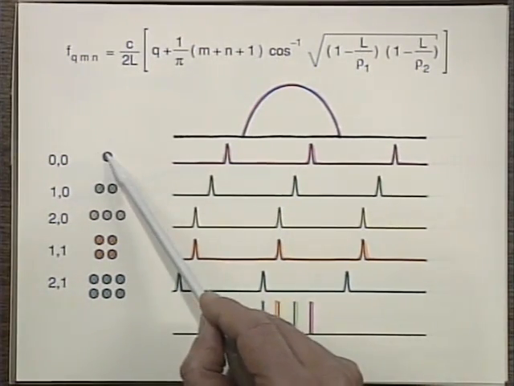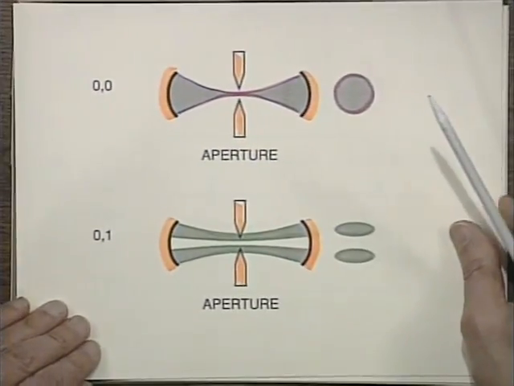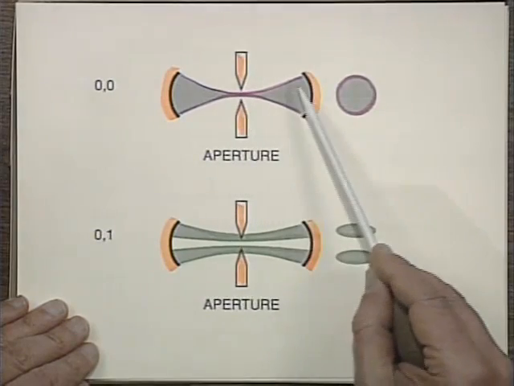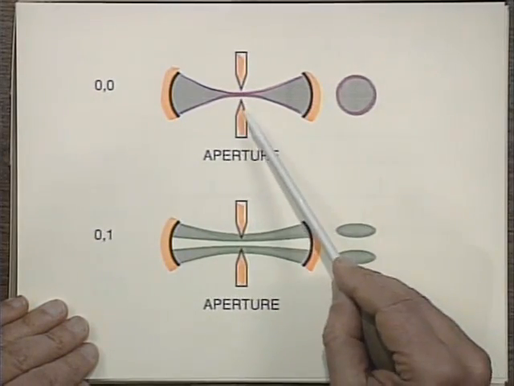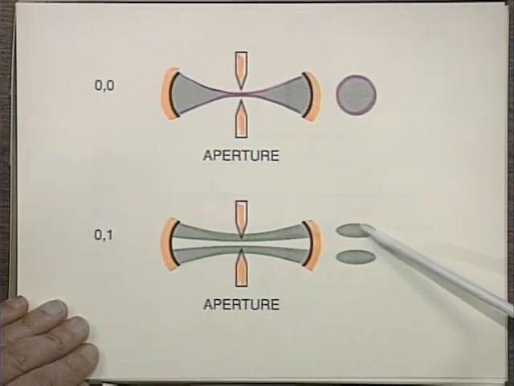Most lasers would like only this mode. So we need to get rid of these. In order to get rid of them, what we have to do is the following. We put an aperture inside the cavity. It doesn't have to be in the center. It can be elsewhere. And this aperture starts to cut into these transverse modes.